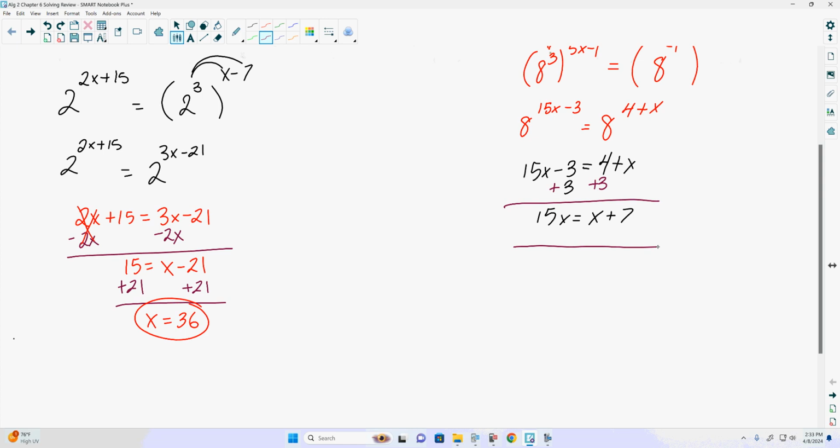Now we need to subtract x from both sides, telling us that 14x is equal to 7. And last but not least, we're going to divide both sides by 14, telling us x is equal to 1 half. Okay. Questions on this here?